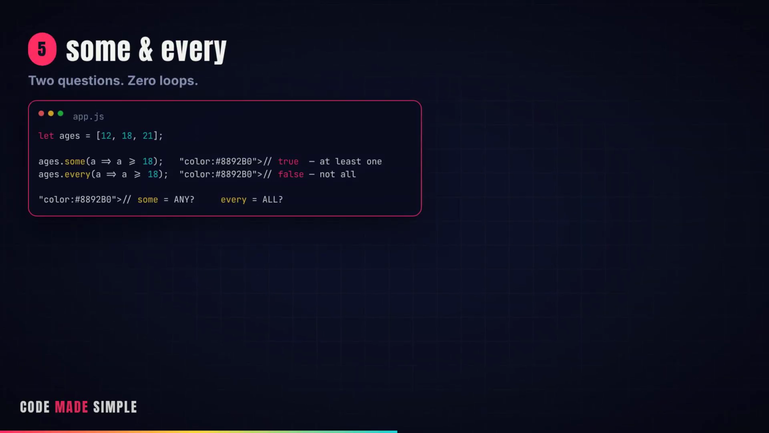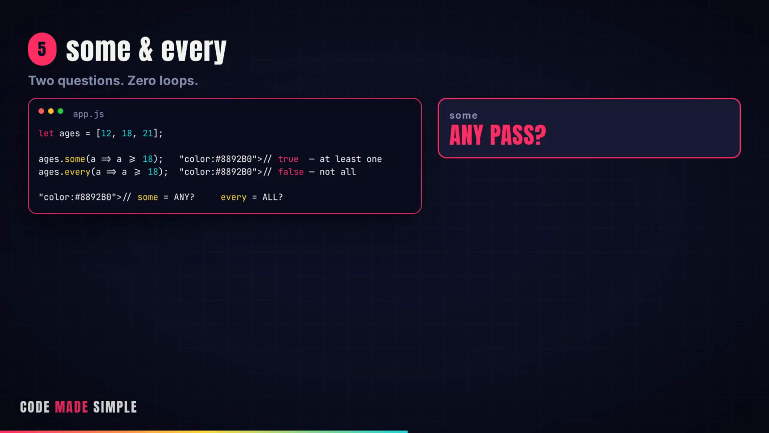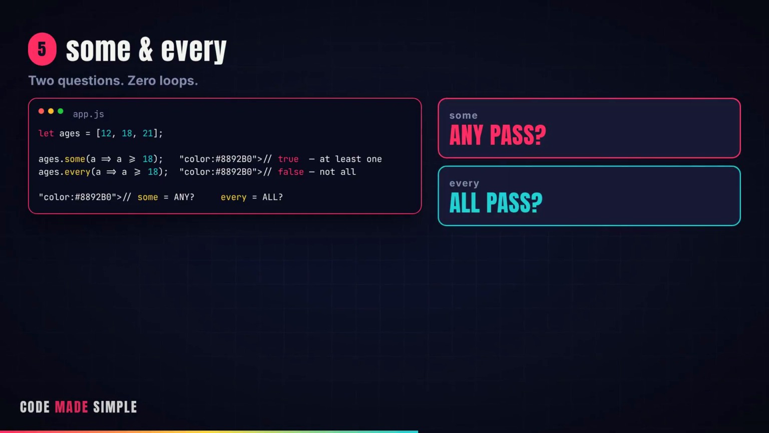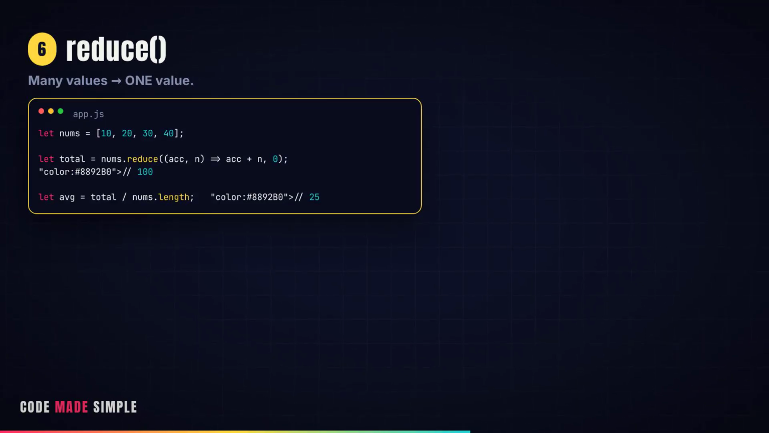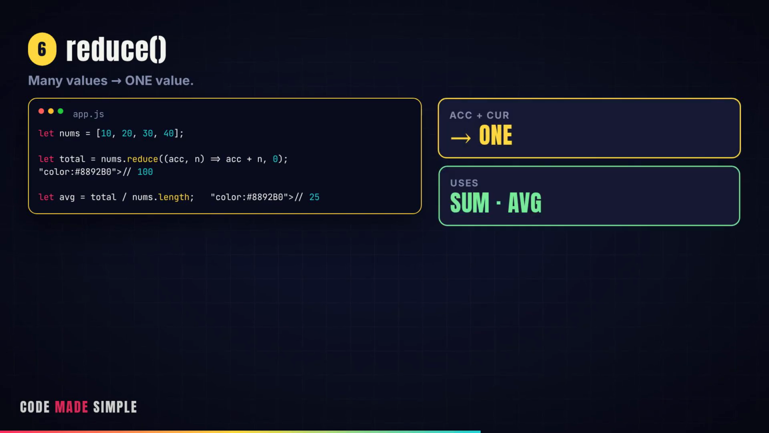Some and every, the judges. Some returns true if at least one item passes. Every returns true only if all of them pass. 2 questions, 2 methods, 0 loops. Reduce, the closer. It scales an entire array down to one value: a total, an average, a single object. Accumulator plus current. That's the whole trick.